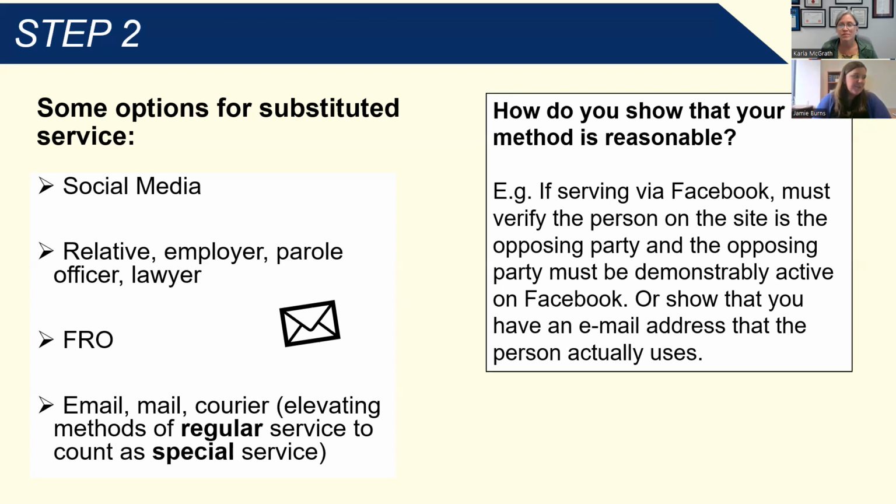And then also you've got email, mail, courier, those sorts of methods, where you can't do special service, but you could maybe do substitute service. And that's what we have in Judy's case here. We have this village mailbox. I have demonstrated that someone will be able to pick it up who is in contact with the opposing party. So this is the method of substituted service that I was proposing to the court could reasonably bring these documents to the person's attention.